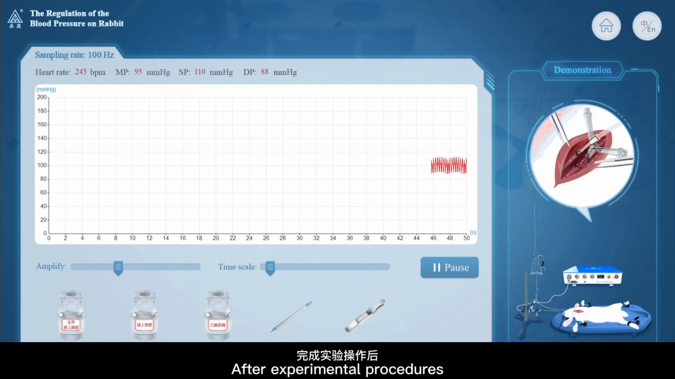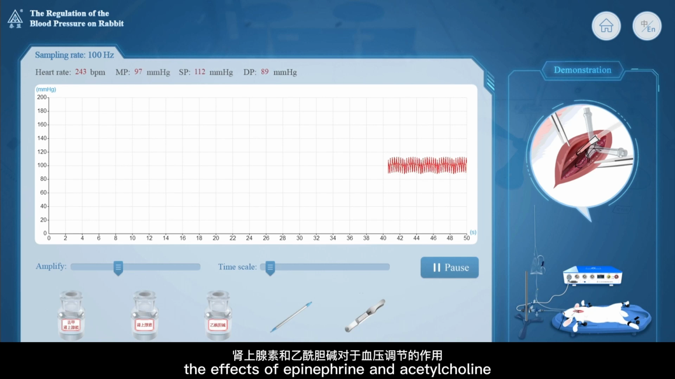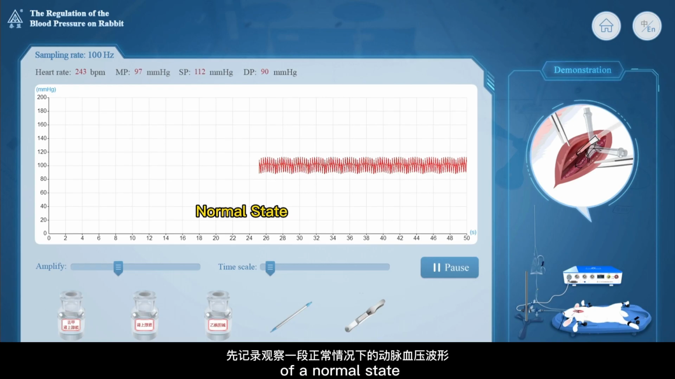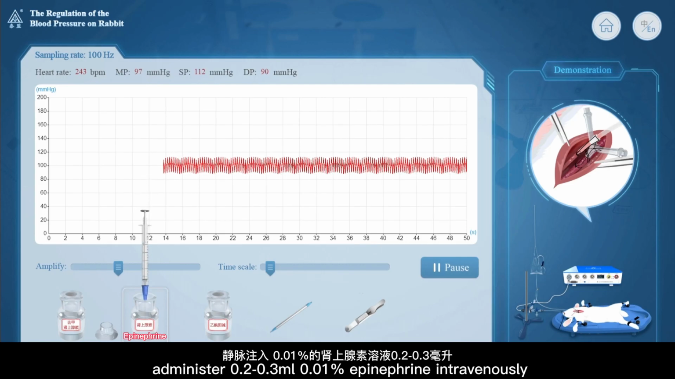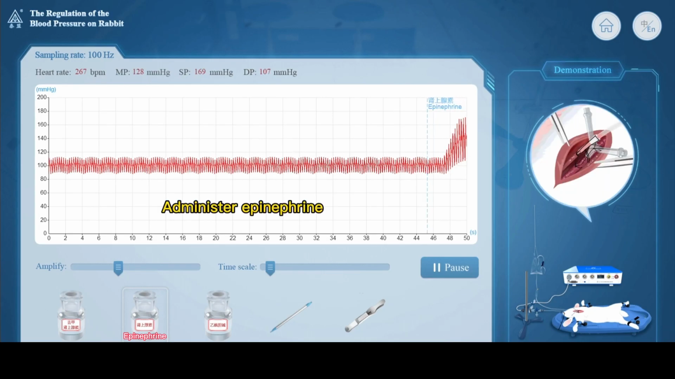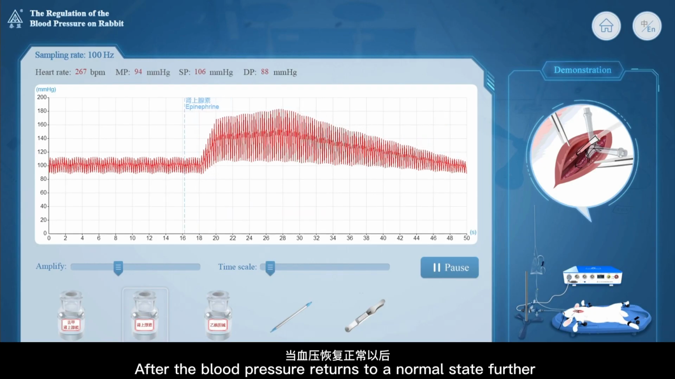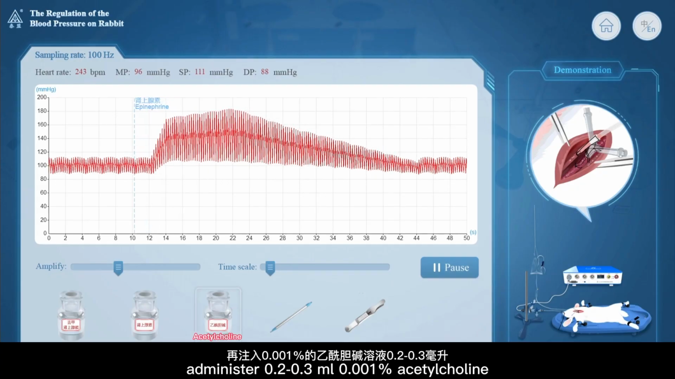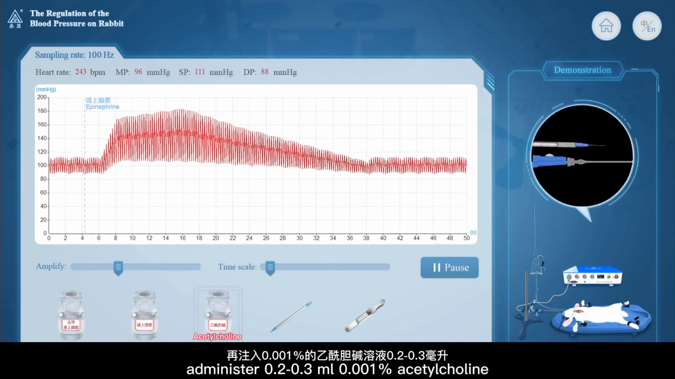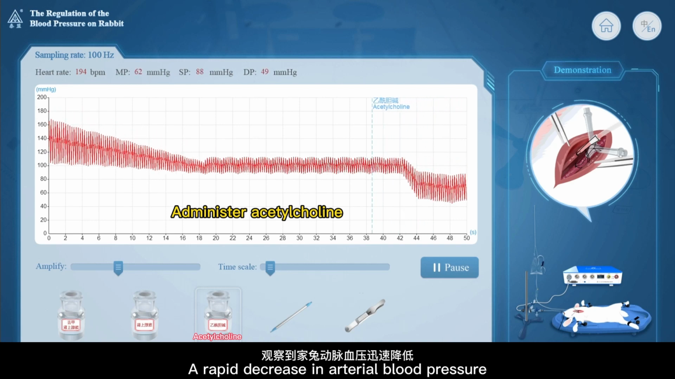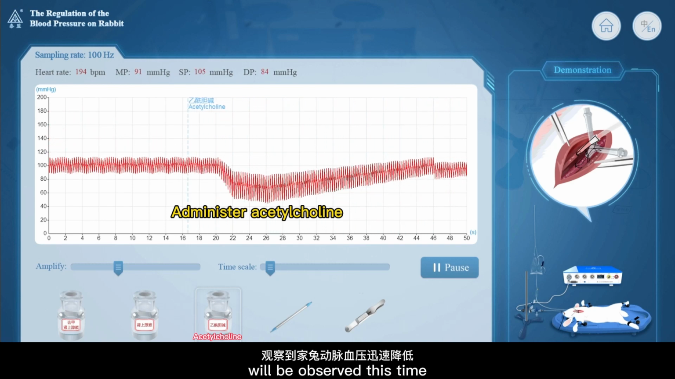After the experimental procedures, the effects of epinephrine and acetylcholine on blood pressure regulation can be observed in the waveform section. It starts with recording the blood pressure waveform of a normal state, and then administers 0.2-0.3 ml of 0.01% epinephrine intravenously. A rapid increase in arterial blood pressure will be observed. After the blood pressure returns to normal, further administer 0.2-0.3 ml of 0.001% acetylcholine solution intravenously. A rapid decrease in arterial blood pressure will be observed this time.